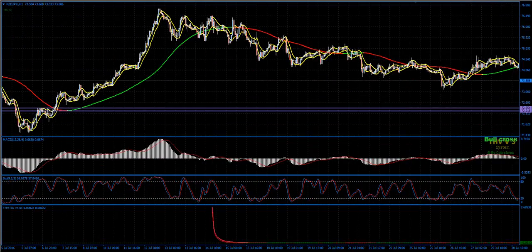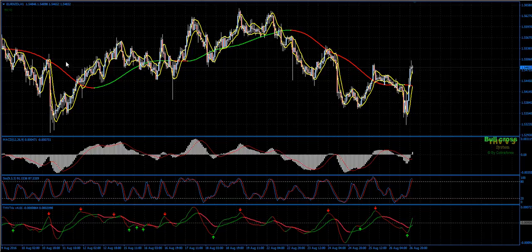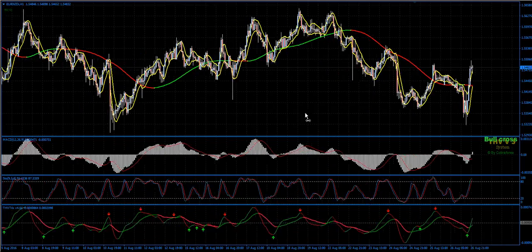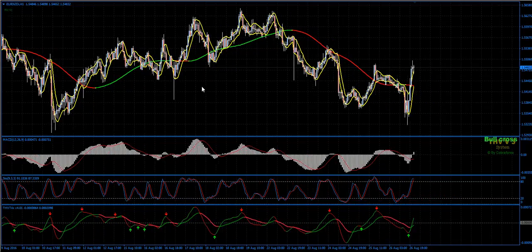I want to go to, let's see, the Euro New Zealand. I want to go over this one too. Again, I'm watching this level. This was a level from Friday. Again, here's the idea. We get a push down. Buyers push it back up towards the trend line, or the moving average. Again, another push down. Buyers scoop it up, push it back up.